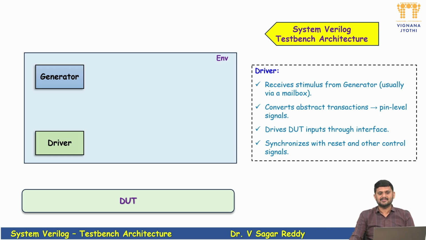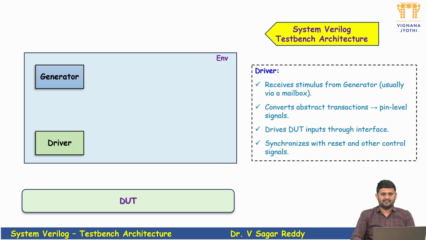The third one: it drives the DUT inputs through the interface. The interface is the physical connection point between the testbench and the DUT, and we will connect it visually in the next slide. And the fourth one: it synchronizes with the reset and control signals, making sure it never drives the DUT before reset is released, and always aligns with the clock.